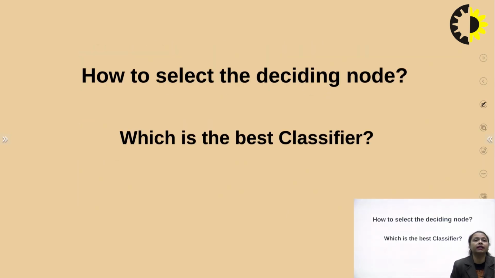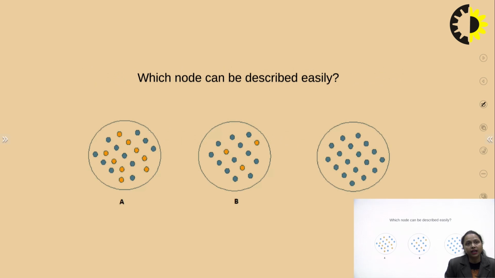Now, how to select the deciding node, or which is the best classifier? Whenever we are going to create a tree, the first thing is that we have to decide the root node. So how to decide a root node? As you can see in this diagram, A, B and C. A has a certain number of blue dots and a certain number of yellow dots, almost equal. In circle B, yellow dots are very few as compared to blue dots, and in part C, all dots are blue.